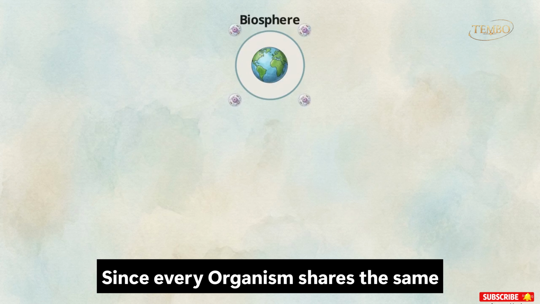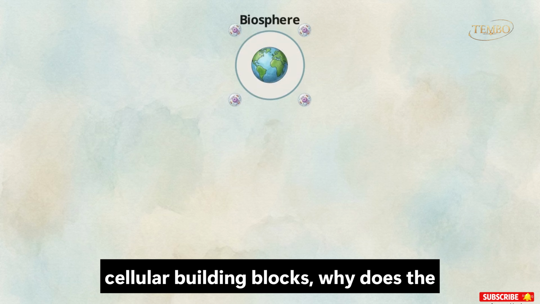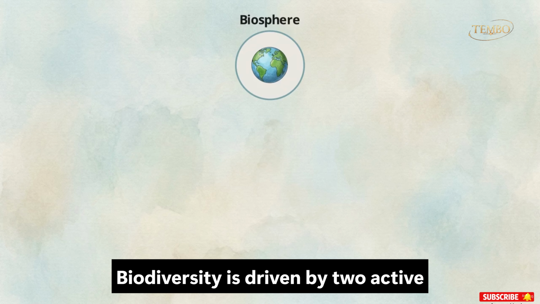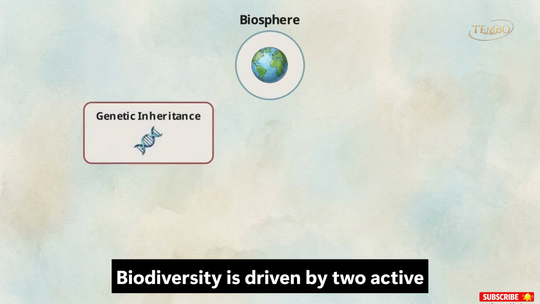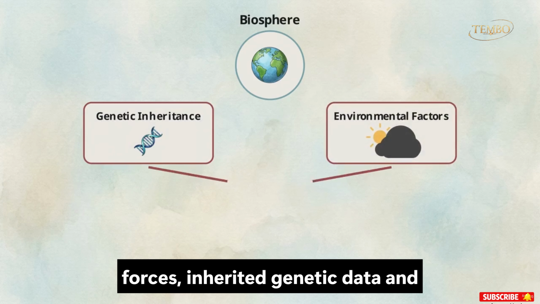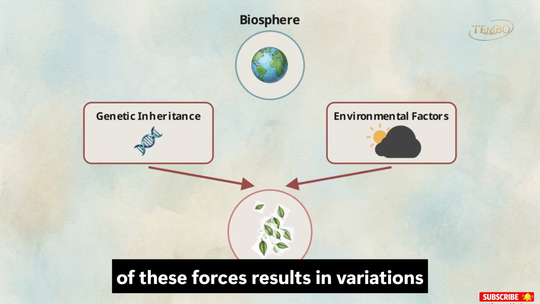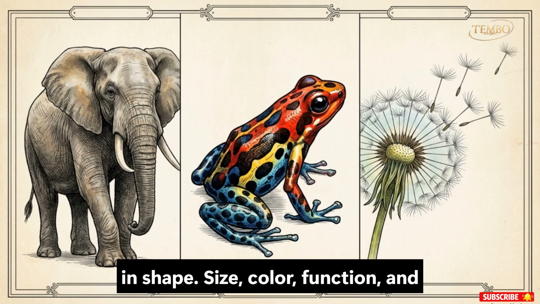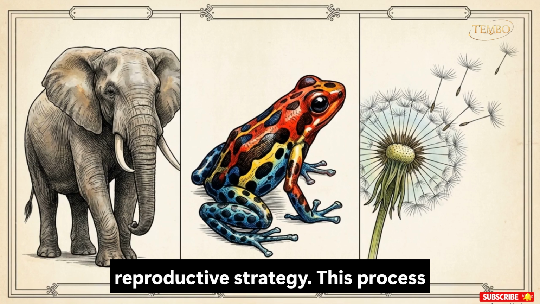Since every organism shares the same cellular building blocks, why does the biosphere exhibit such extreme variation? Biodiversity is driven by 2 active forces: inherited genetic data and environmental conditioning. The collision of these forces results in variations in shape, size, color, function, and reproductive strategy.